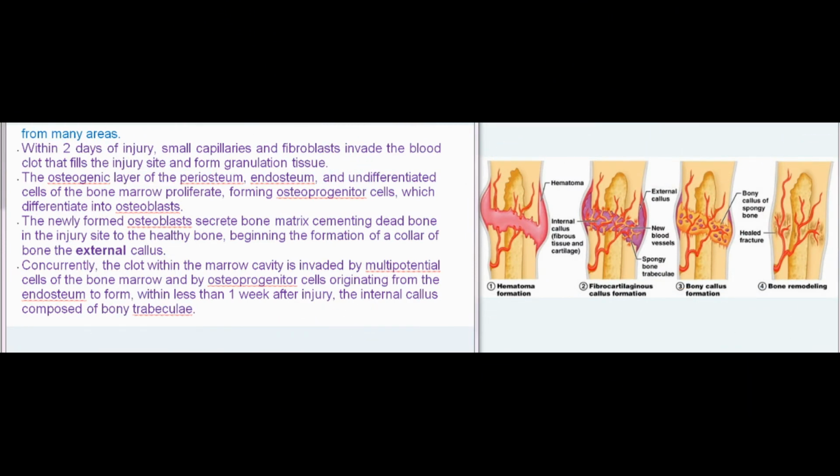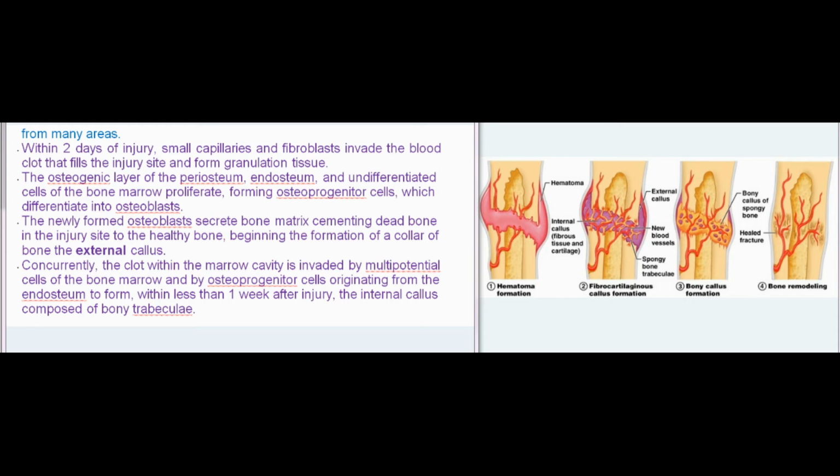Within 2 days of injury, small capillaries and fibroblasts invade the blood clot that fills the injury site and form granulation tissue. The osteogenic layer of the periosteum, endosteum, and undifferentiated cells of the bone marrow proliferate, forming osteoprogenitor cells, which differentiate into osteoblasts. The newly formed osteoblasts secrete bone matrix cementing dead bone in the injury site to the healthy bone, beginning the formation of a collar of bone, the external callus.